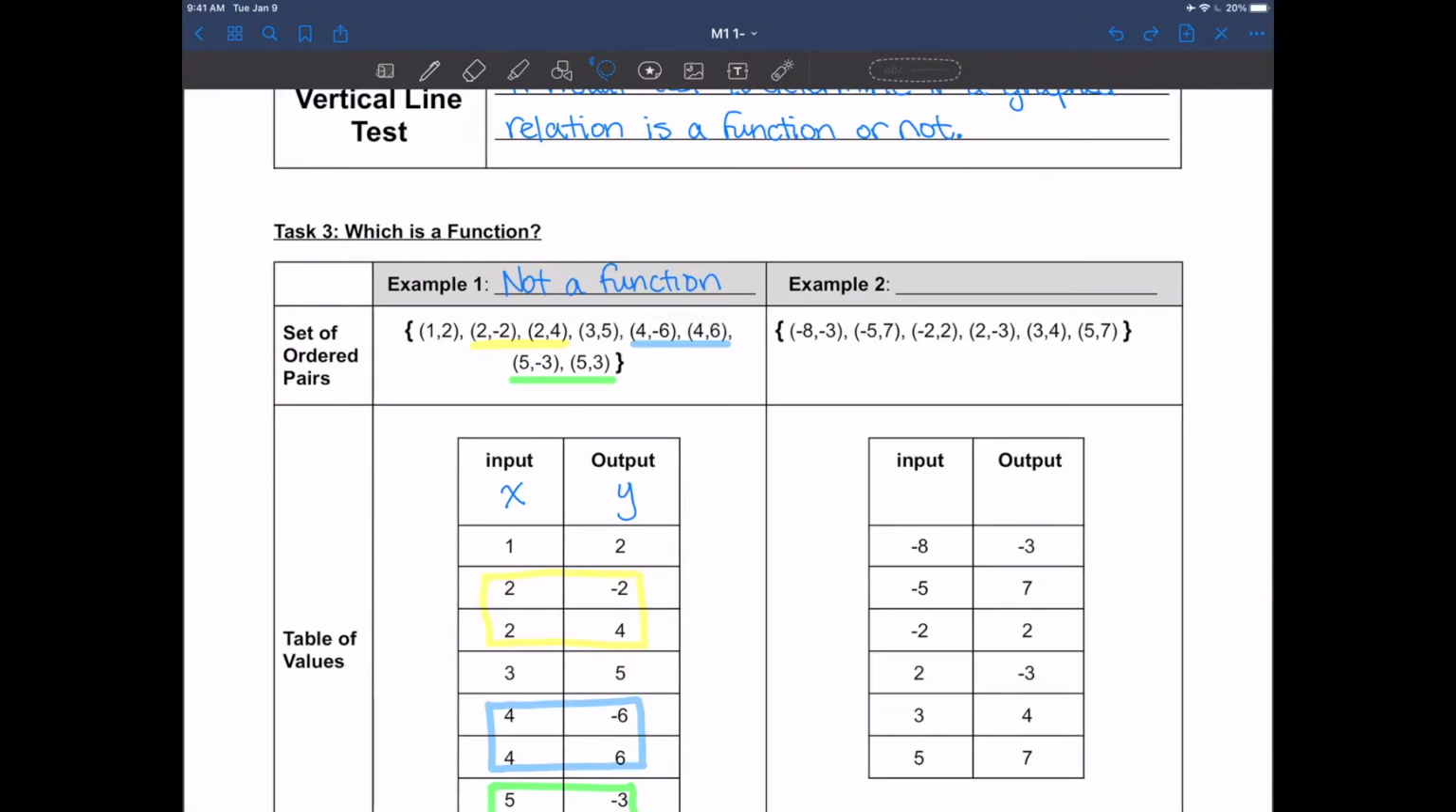Okay, let's look at example 2's set of ordered pairs. So I'm going to look first here. Here's the input of -8. I see no other -8, so I'm good. This input only has one output. -5, I don't see any other -5s. -2, I don't see any other -2s. 2, I don't see another 2. I don't see another 3, and I don't see another 5. So automatically we can say that this is a function because every input here has only one output.